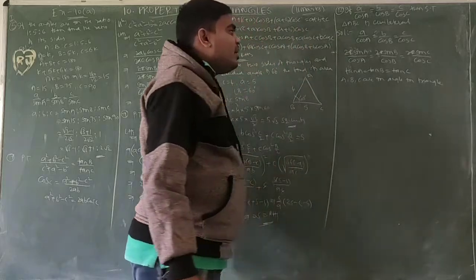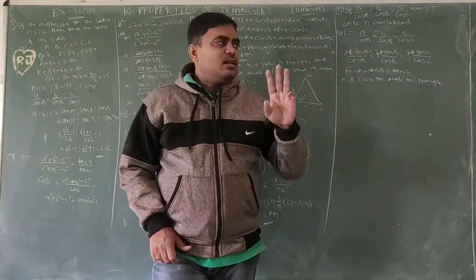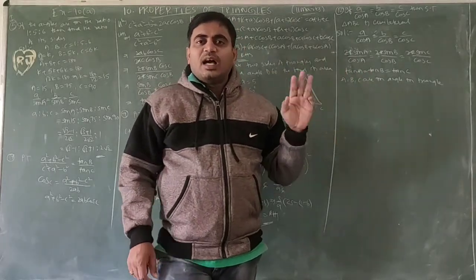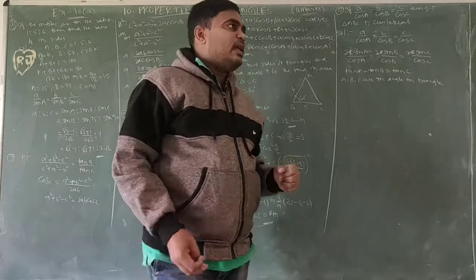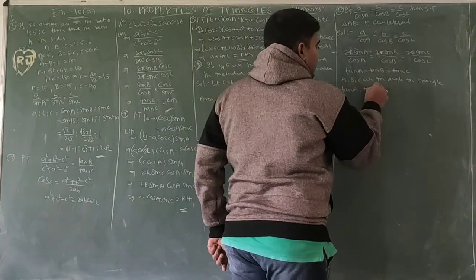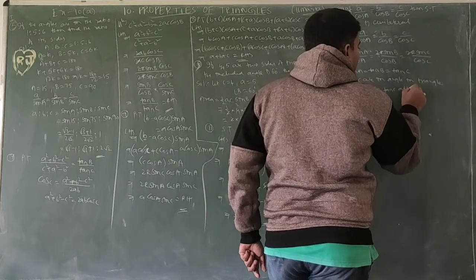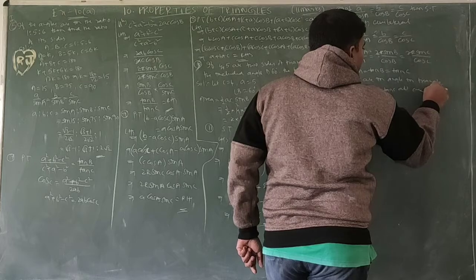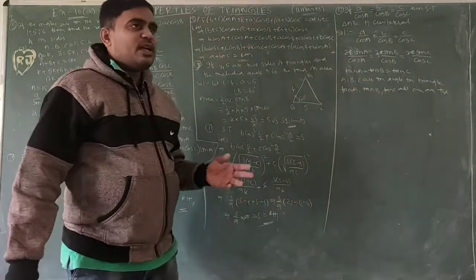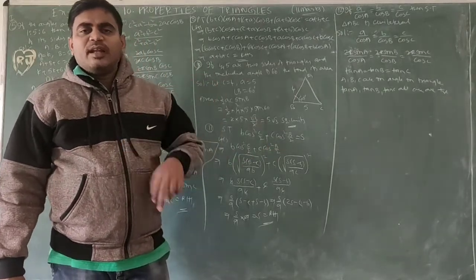A, B, C are angles in a triangle. So tan A, tan B, tan C are all equal, which means all have the same sign. So tan A, tan B, tan C all are positive. All must be positive because in the first quadrant it is positive, and in the second quadrant negative.